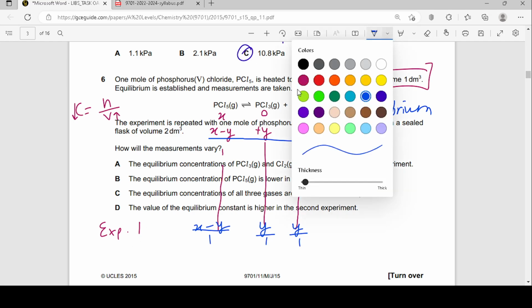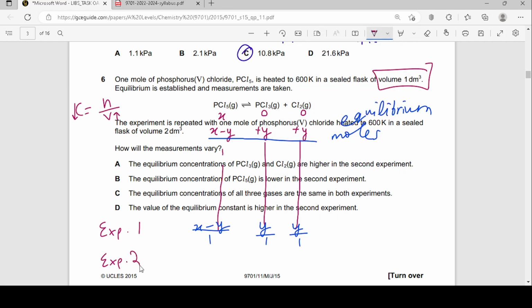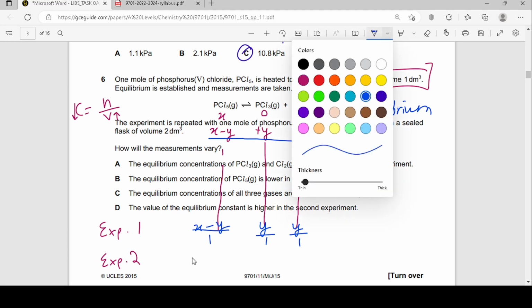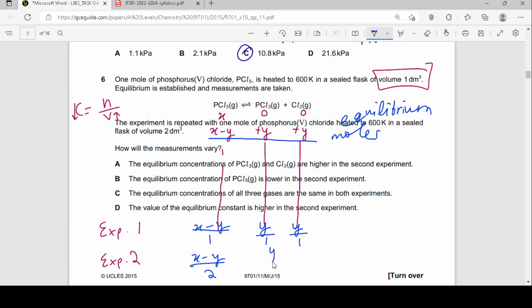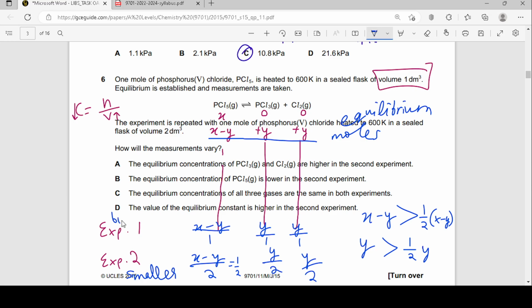But if I have experiment 2, then for experiment 2, I have X minus Y over 2, and this is Y over 2, and this is Y over 2. Now obviously, X minus Y is greater than half of X minus Y, and Y is greater than half Y, right? Like this is half Y. So that means that your equilibrium concentrations are smaller in experiment 2, and in experiment 1, you have bigger equilibrium concentrations, as you can see.